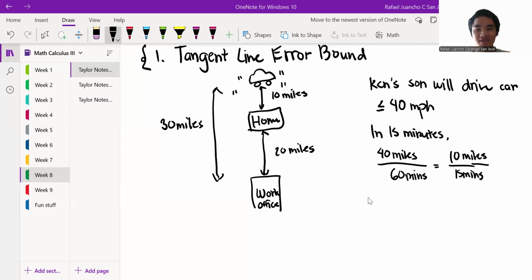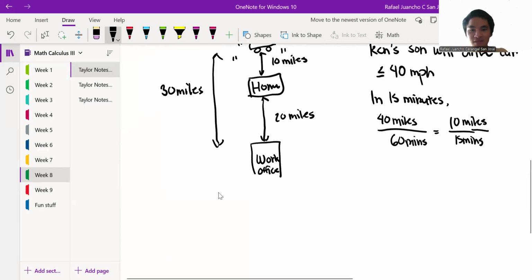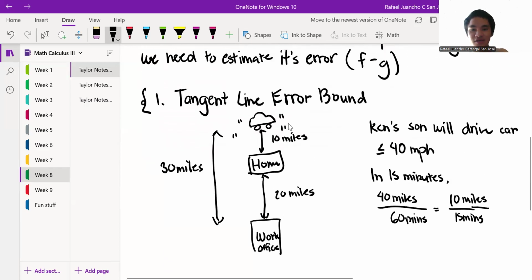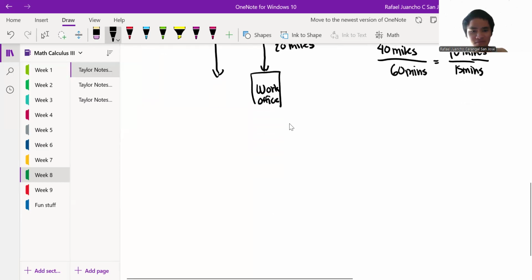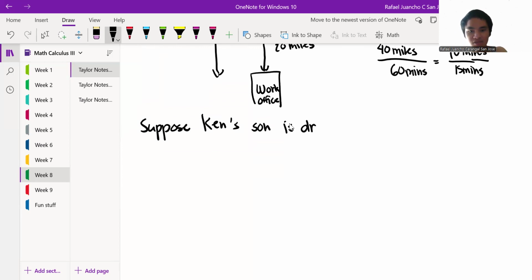Okay. And we can also see this by using the fundamental theorem of calculus, right? So he's headed north there. So that's another thing when problem solving. We want to make sure we can get the picture down. So suppose Ken's son is driving the car in a straight line, which is highly impossible, but in this case we're doing it in a straight line.